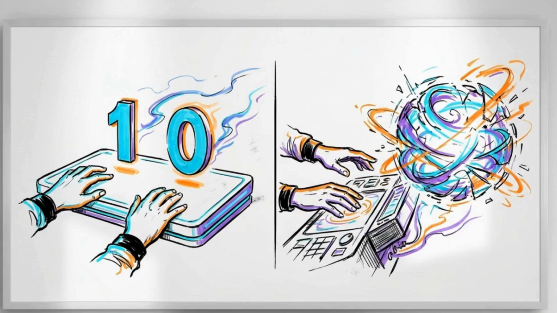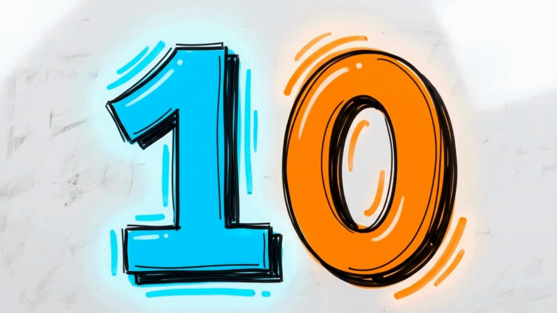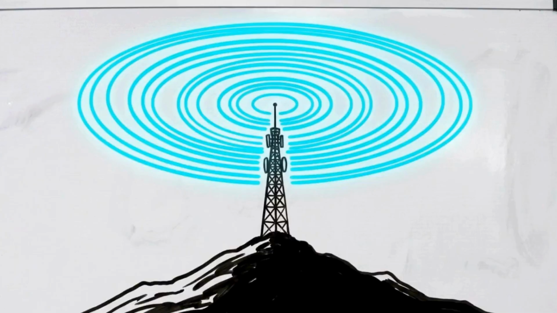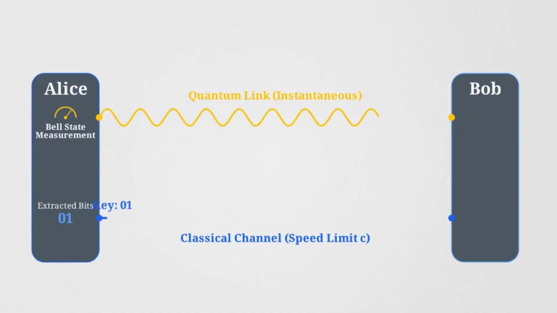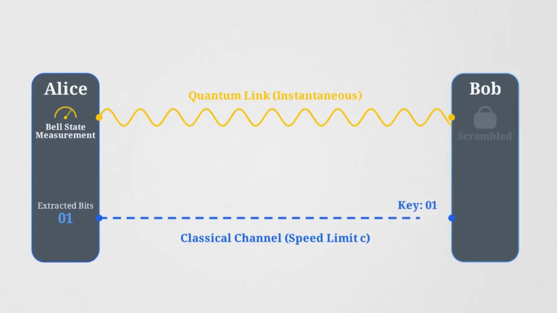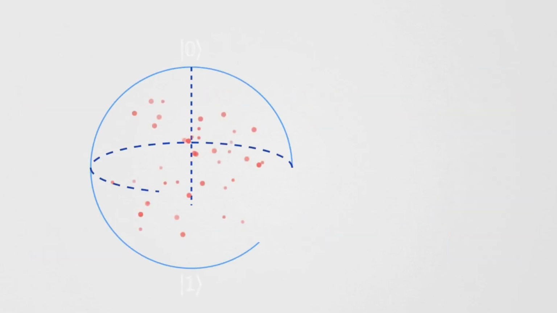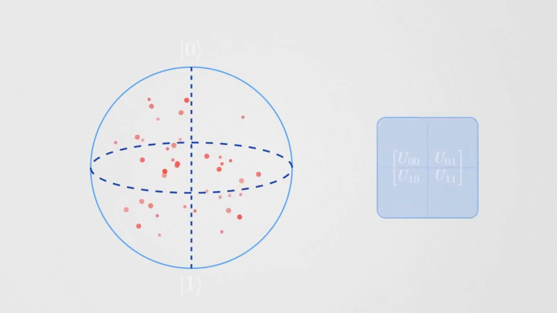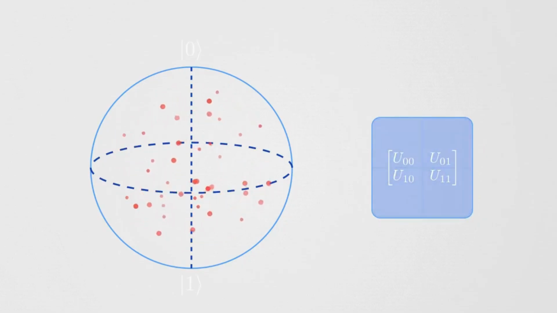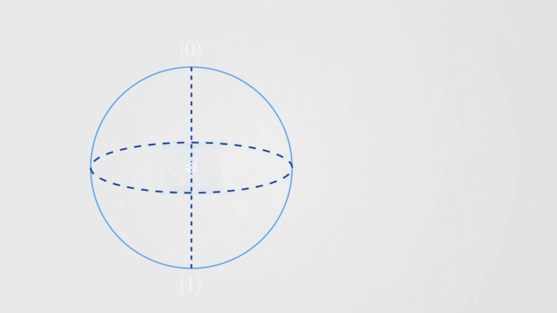Alice has successfully pushed the information across the universe, but Bob needs one final set of instructions to resolve the data. Those instructions are the two classical bits Alice just generated. She sends them to Bob through a standard, slower-than-light channel, such as a radio signal or a phone call. Because Bob must wait for this classical message to arrive, the protocol cannot transfer information faster than the speed of light. When Bob receives the bits, he performs a specific mathematical operation, a unitary transformation, to rotate his scrambled qubit. This rotation shifts the probabilities back into their original configuration, perfectly reconstituting the state Alice started with.